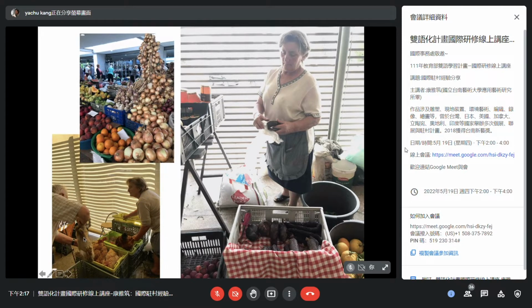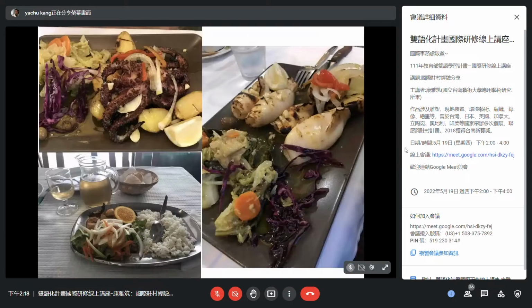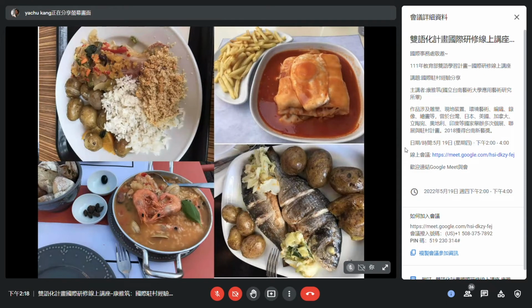I saw they were selling rabbit, actually. And sausage is also a kind of local food in their daily life. And this is the local meal, a lot of seafood. Of course, I didn't cook them. They are from the restaurant.